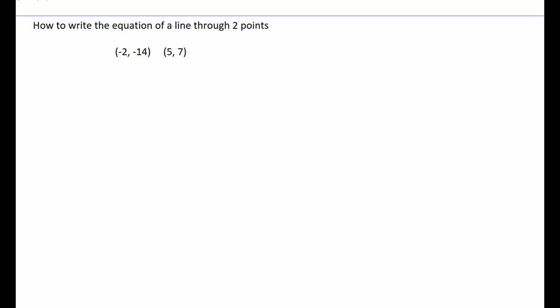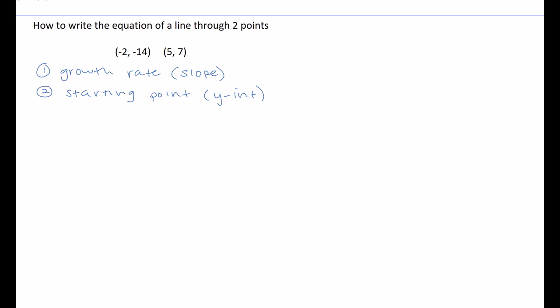Hi guys, I'm going to help you learn how to write the equation of a line through 2 points. Before we start, let's write down the couple things we're going to need to find. The first thing we need to find is our growth rate, and that is sometimes called your slope. Second thing we need to find is our starting point, also called your y-intercept.